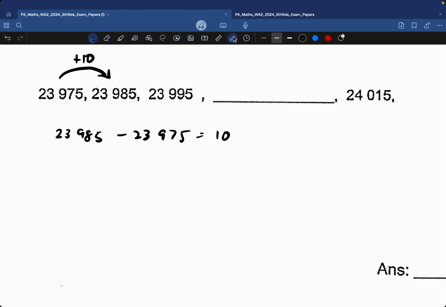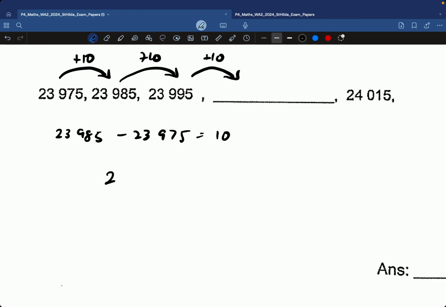Is this the same as the second and the third number? If you see, all of the numbers are the same except for the tens digit. If you add 10, you'll get 995, so 23,995. So the last answer over here is just adding 10.